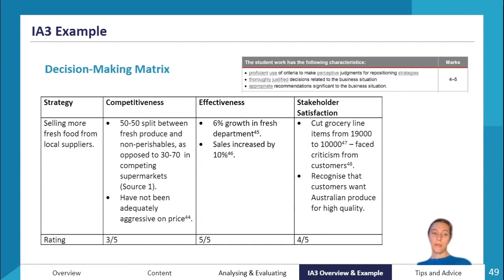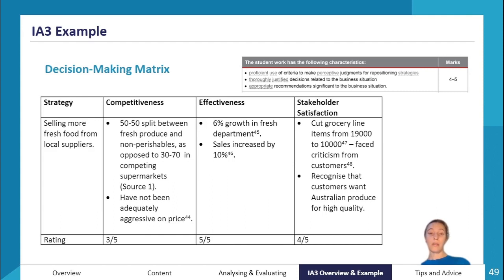Decision-making matrix. So here we've got the two strategies. One strategy is selling more fresh food from local suppliers, and we've chosen our three different types of evaluation criteria: competitiveness, effectiveness, and stakeholder satisfaction. And then you're giving the evidence in those categories related to that strategy.